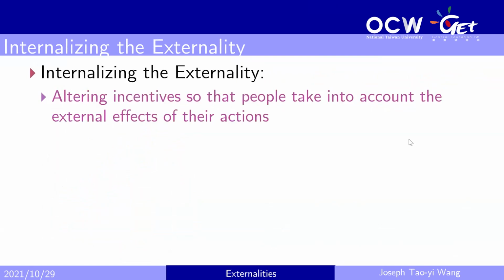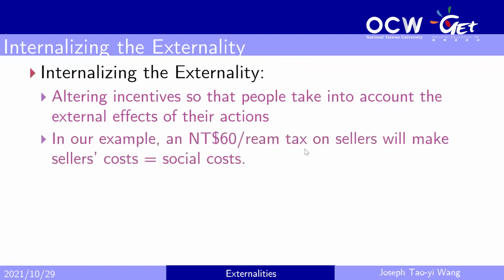And to fix this, the key thing, because it's called externality, to fix this, you have to internalize these externalities or let them pay. So basically, if you can change the incentives, force people to take into account these external costs, then that solves the problem. For example, in our simple example, it's very easy, right? You know the external cost is 60 NT dollars per ream. Just tax the sellers 60 NT dollars per ream.